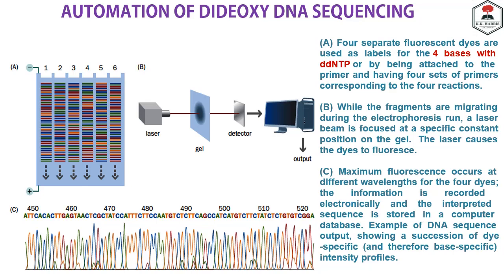While the fragments are migrating during the electrophoresis run, a laser beam is focused at a specific constant position on the gel. The laser causes the dyes to fluoresce. Maximum fluorescence occurs at different wavelengths for the 4 dyes. The information is recorded electronically and the interpreted sequence is stored in a computer database.